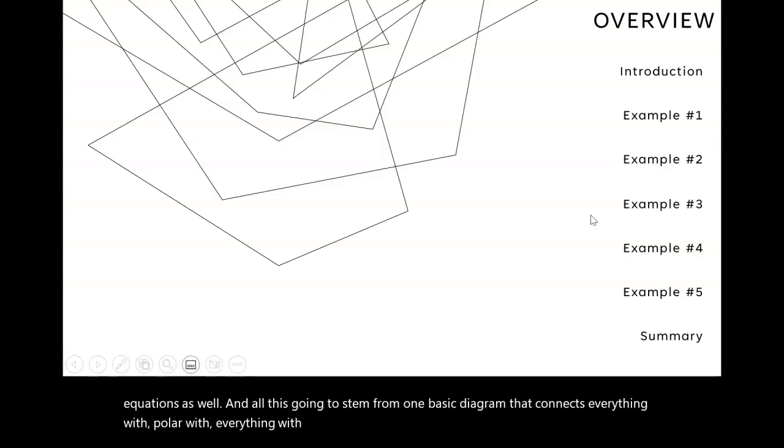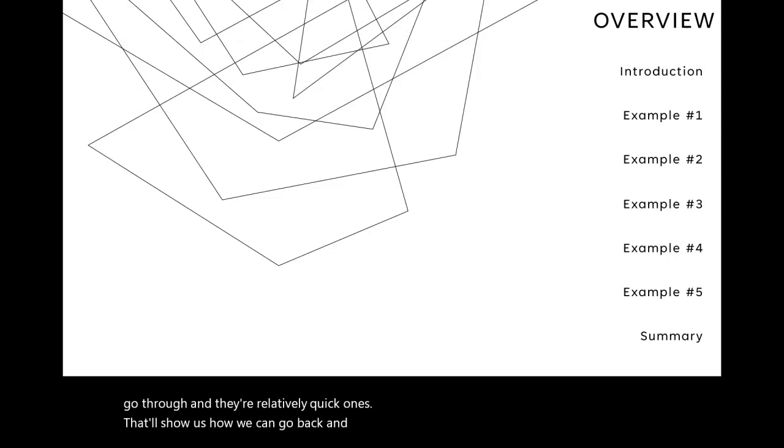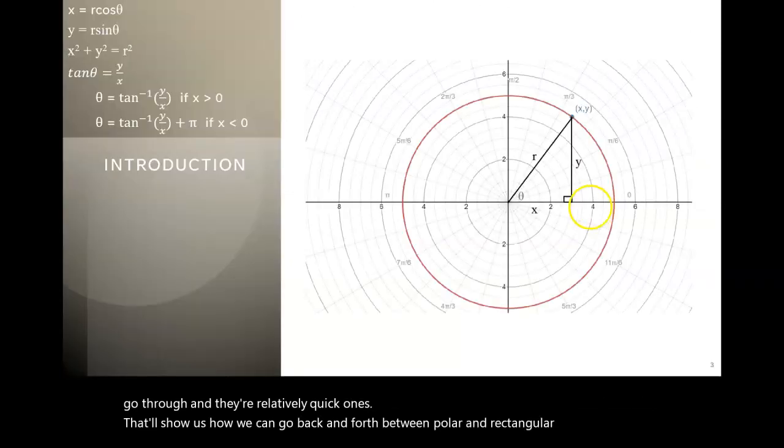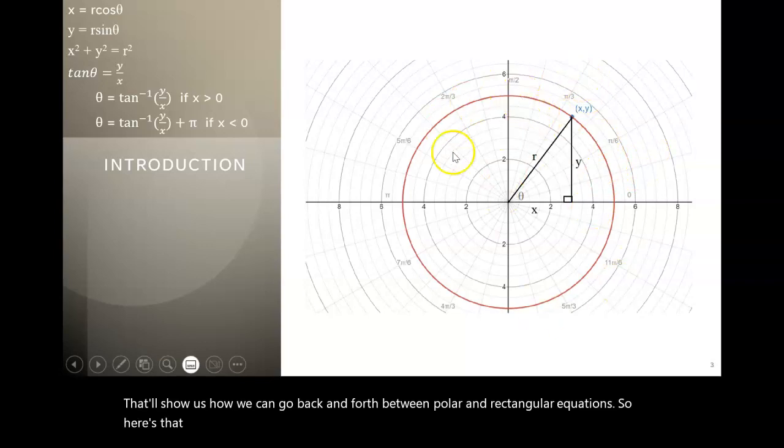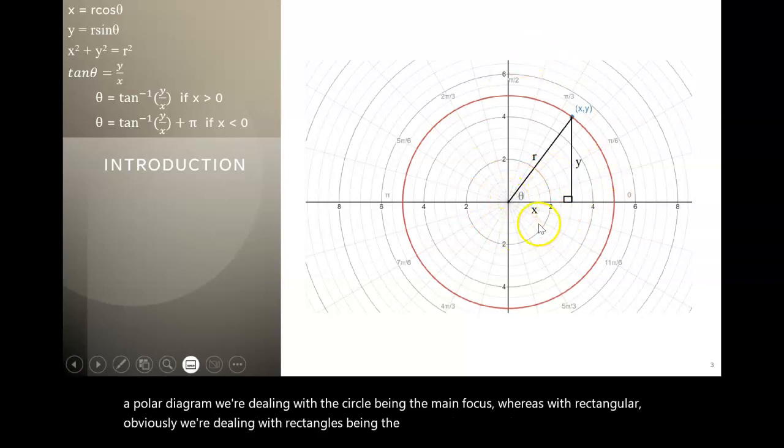As we go through, we've got a few examples that we'll go through, and they're relatively quick ones that'll show us how we can go back and forth between polar and rectangular equations. So here's that picture that's so key to understanding what's going on here. If you remember, in a polar diagram, we're dealing with the circle being the main focus, whereas with rectangular, obviously, we're dealing with rectangles being the main focus of what our graph looks like.